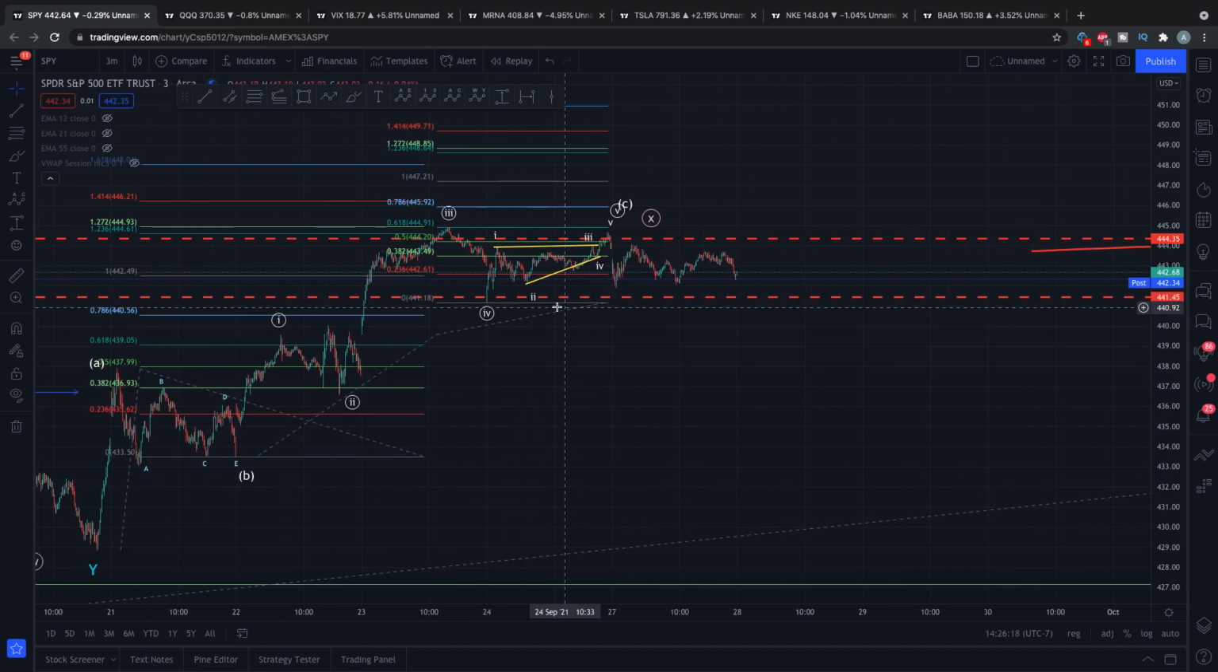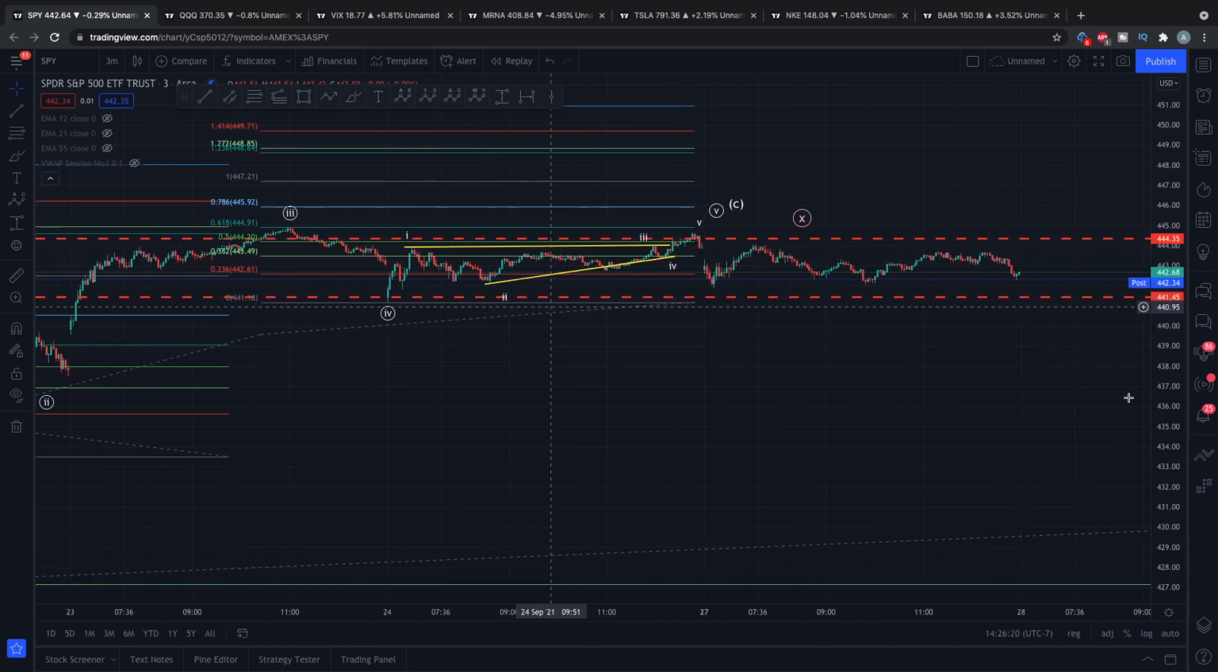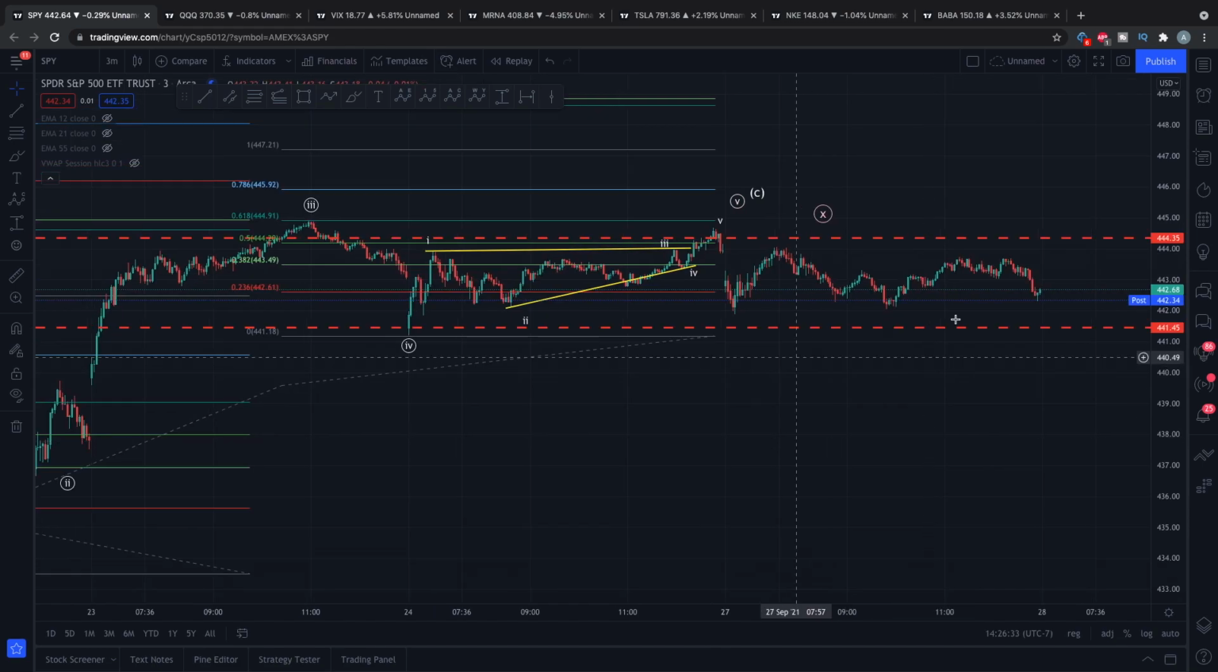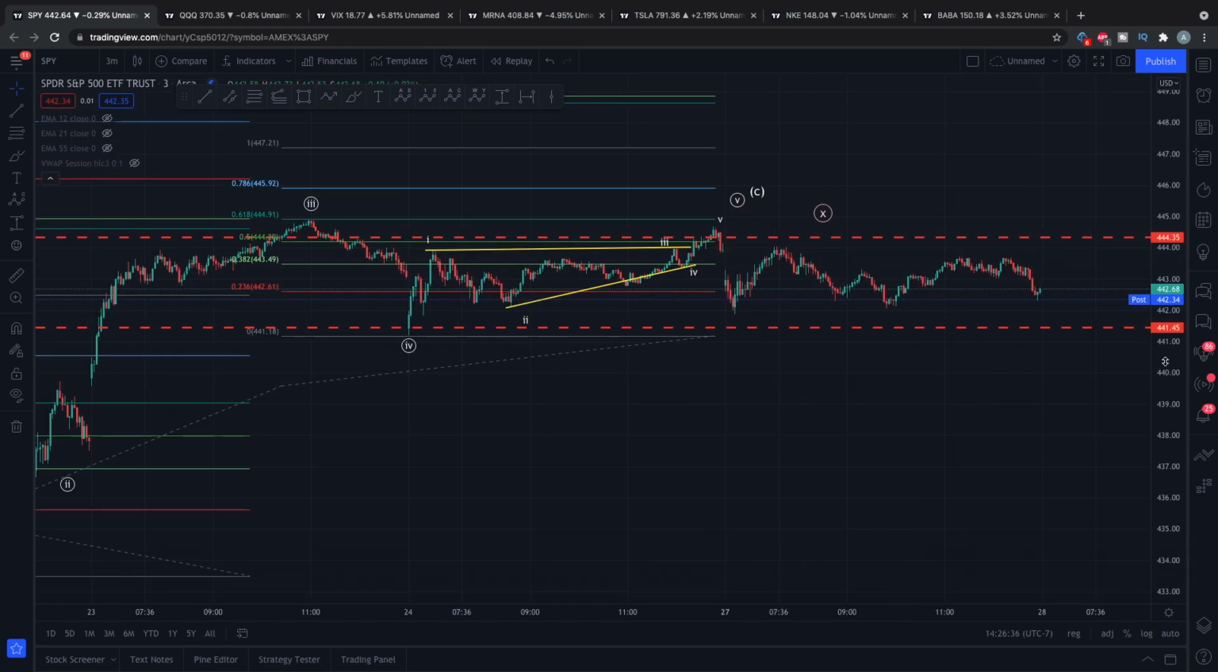If we zoom in really carefully on this, let's go all the way in. So we have a wave 1 up, 2 down, 3 up, wave 4 down, and a wave 5. This is what I have currently. It is subject to change just because this wave 4 is really short.